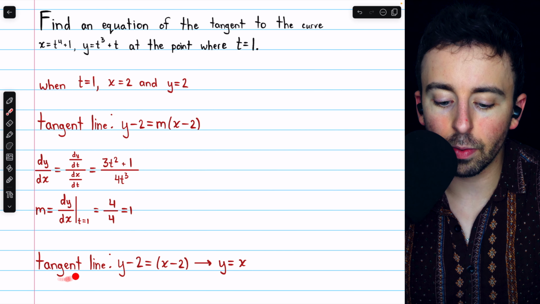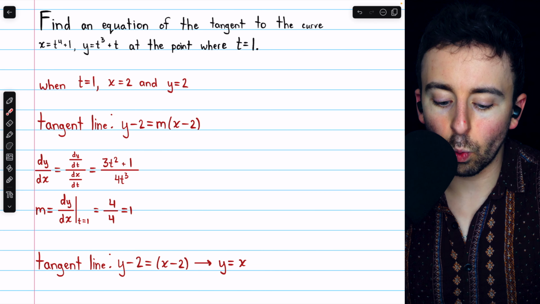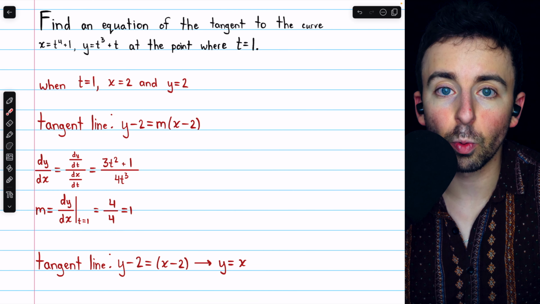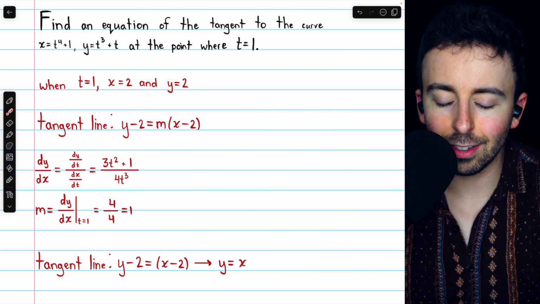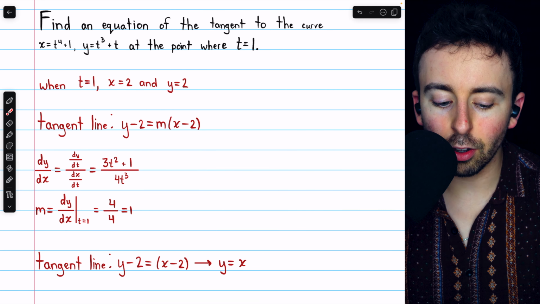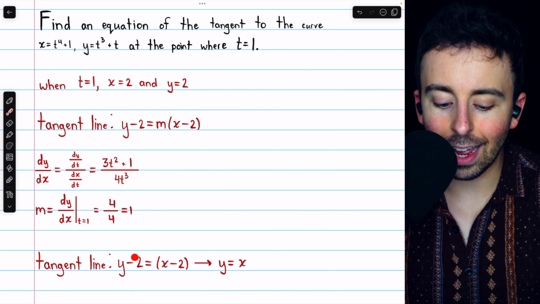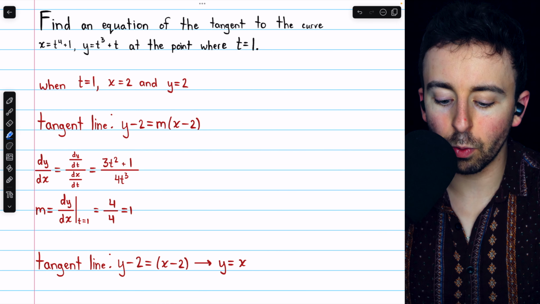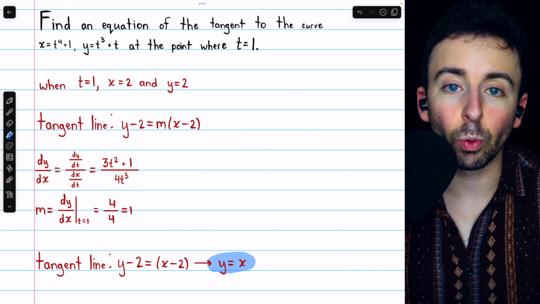Hence, the equation of our tangent line is y minus 2 equals that slope of 1, which we don't need to write, multiplied by x minus 2. We can then write this in slope-intercept form by just adding 2 to both sides, and thus we get the final equation for the tangent line, y equals x.